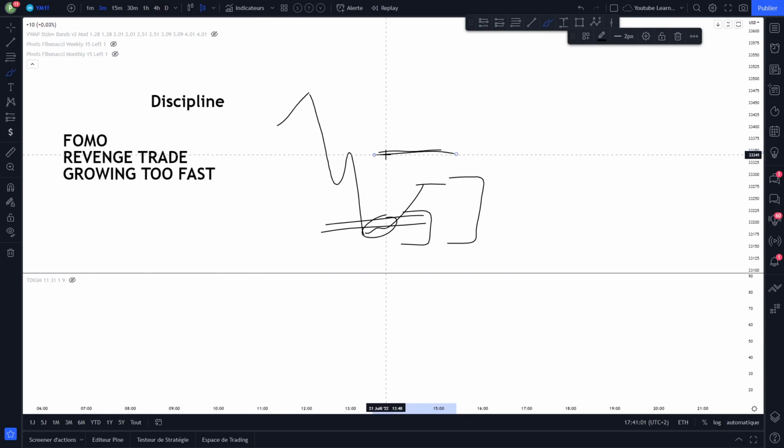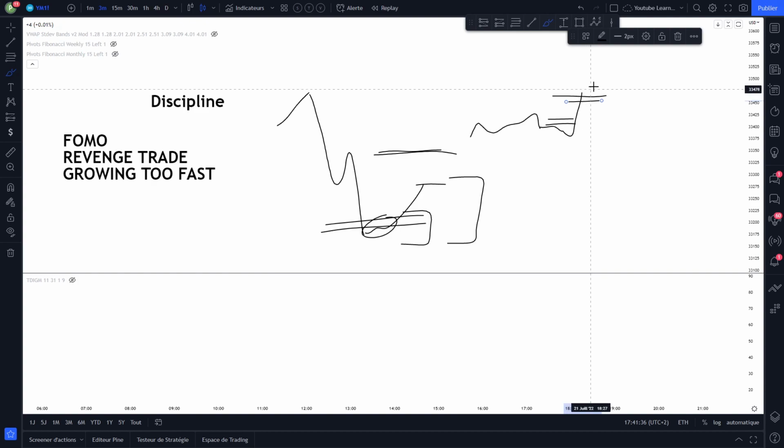The second one is revenge trade. So maybe you are in a short position, so you enter right here, and the price is going slowly down, but then comes back up and takes your stop. So you think, oh fuck, I missed the opportunity, I'm going to enter, but in the opposite direction. So now you took a long position without any confirmation. It was just a revenge trade.